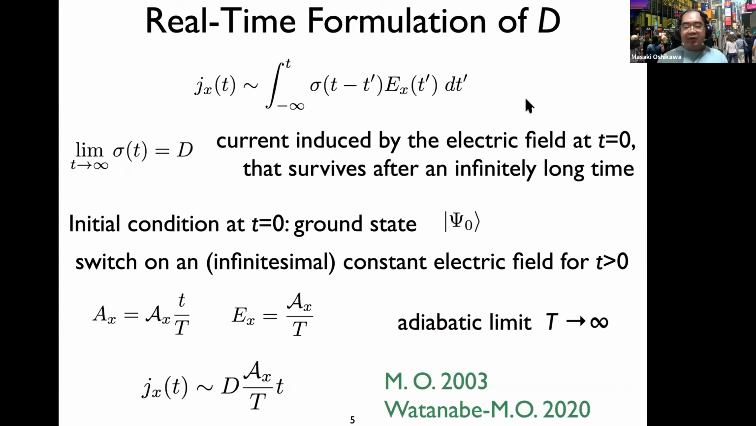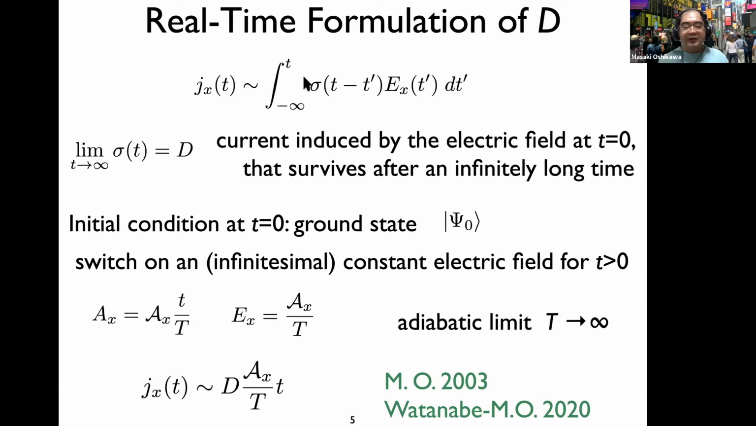So it's conventional to formulate Drude weight in frequency-momentum space. But I found it also useful to formulate Drude weight in real time. So this is our formulation. The uniform current at time t arises as a response to the uniform electric field applied to the system before time t.